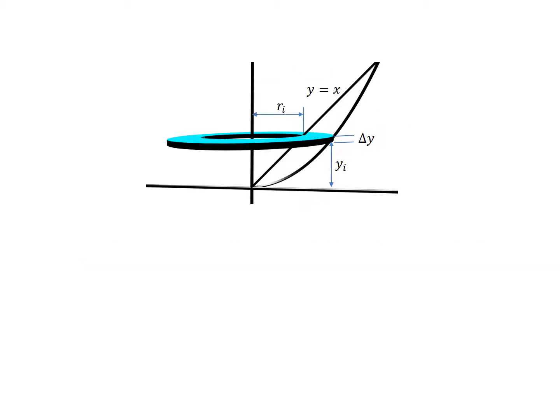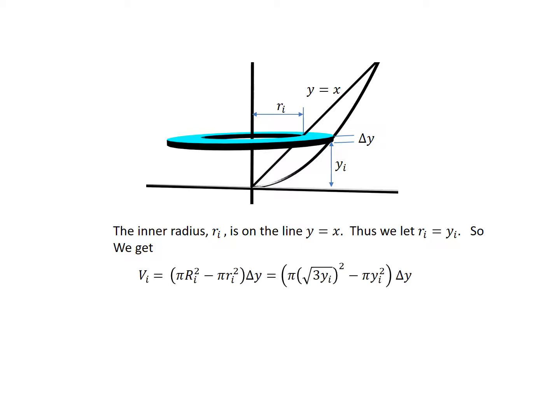Next, we want the inner radius. And for the inner radius, we're on the line y equals x. So we just have our little r sub i is y sub i. And for my volume here then, I have the cross-sectional area times the thickness. I can rewrite this all in terms of change in y and y sub i, and then we can simplify this a little bit. So this is going to be the volume of this ith washer.